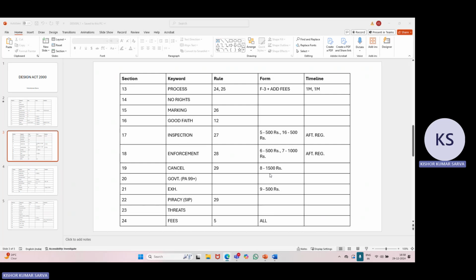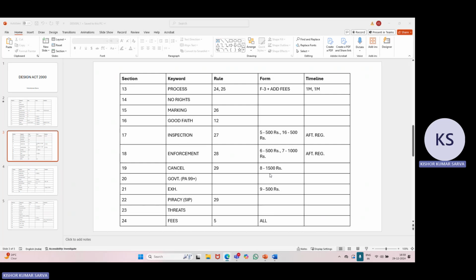Next is section 22, which is called piracy. What does piracy mean? Without permission, selling your design, publishing your design, or importing your design. These three things come under section 22, and then it is considered piracy. The first time, there is a fine of 25,000 rupees. If the same is repeated, then a maximum of up to 50,000 rupees can be fined. This is written under rule number 29.